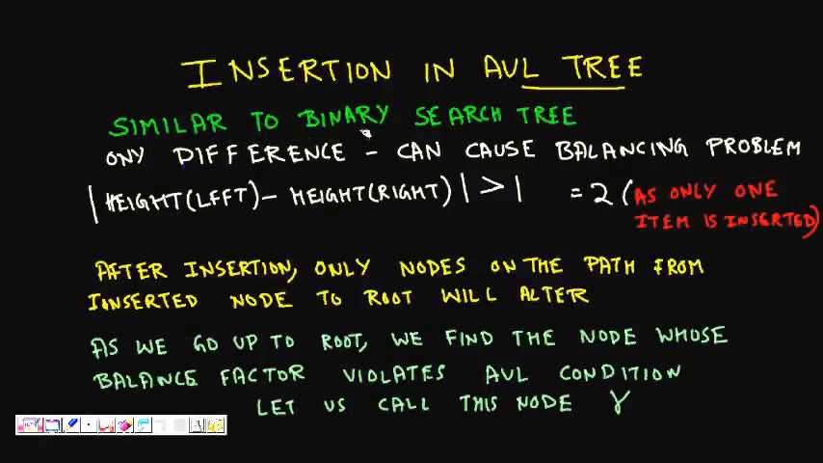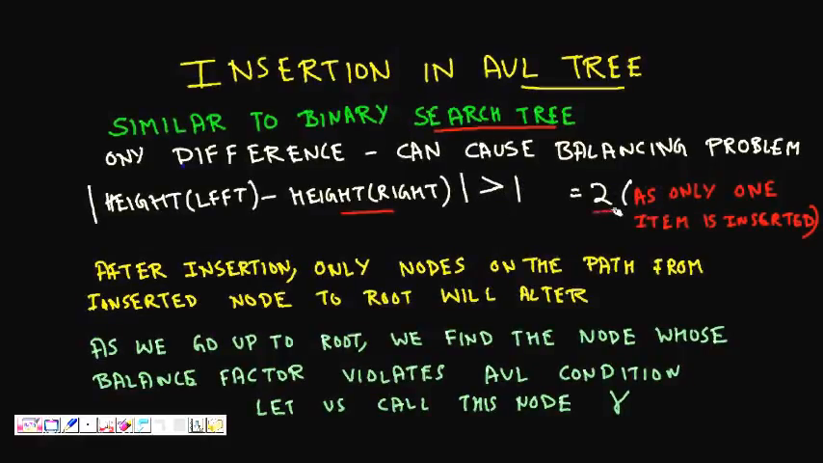Insertion is very much similar to a binary search tree, because it is of course a binary search tree. The only difference is that when you insert a node, it can cause a balancing problem. You insert somewhere, and then the height of the left subtree minus the height of the right subtree can become 2, greater than 1. It will at most become 2 because you are only inserting one item at a time.